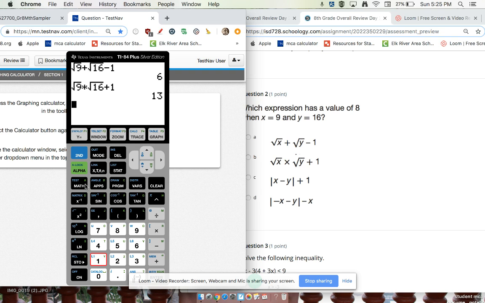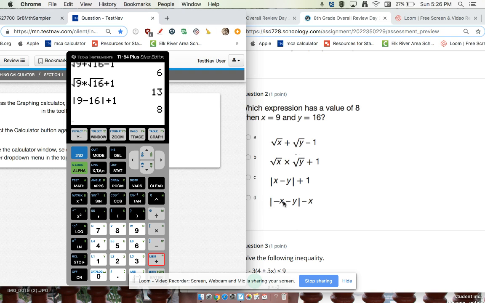So if you recall from, I think it was day 1 for review 1, questions 1 through 12, I showed you what the absolute value button was. It's in the math function, and it's part of numbers. So you would go absolute value, and you get your straight lines, x, 9, take away y, 16, and then I have to get out of the absolute value, add 1, and that's my 8. And that's what I wanted.